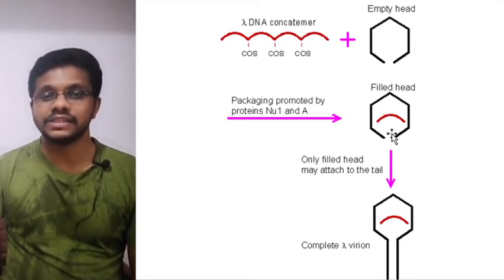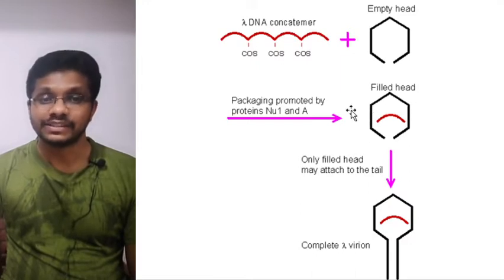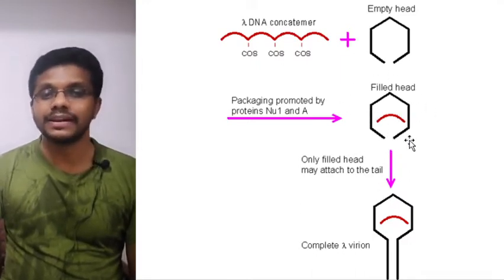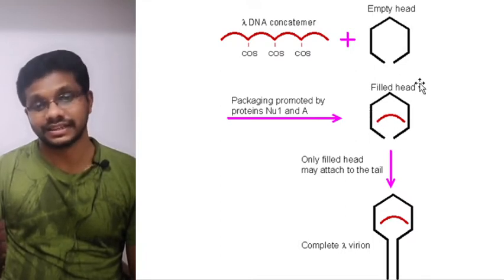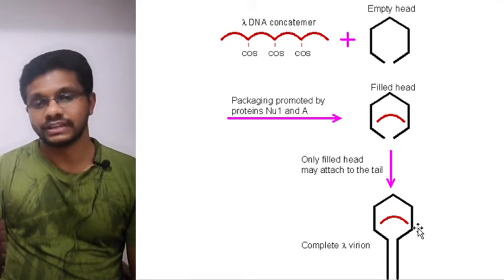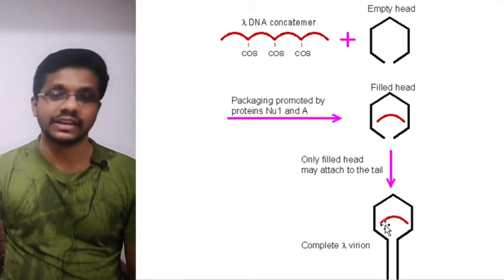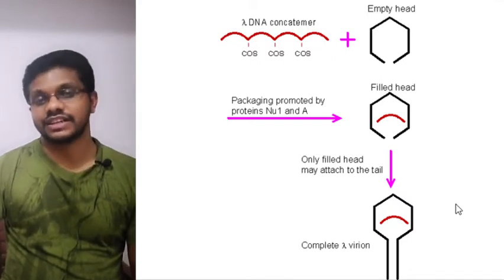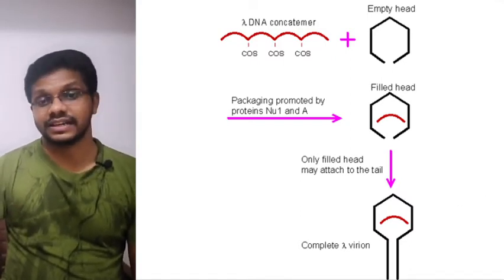Once the head is attached with the DNA, it becomes a stable head and the tail gets attached. Only the stable head, that is the head attached to the DNA, will get the tail. Then we have an infectious phage, or complete virion. This can be released into the medium, infect another bacterium, and start another cycle of replication.